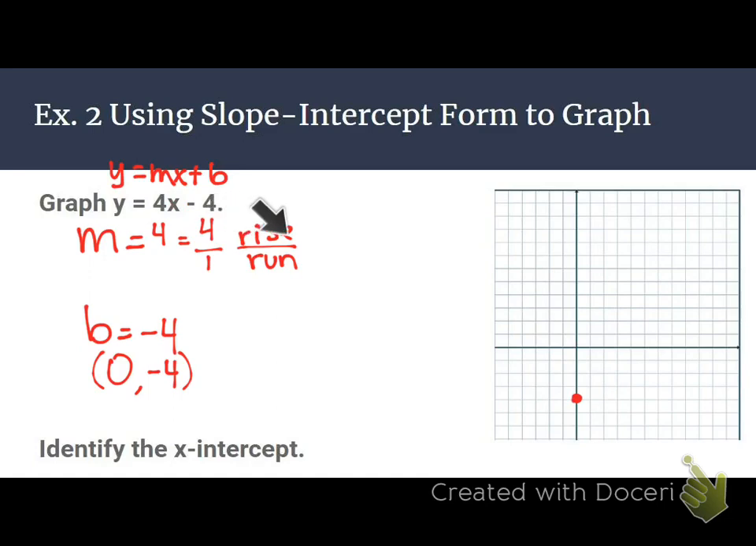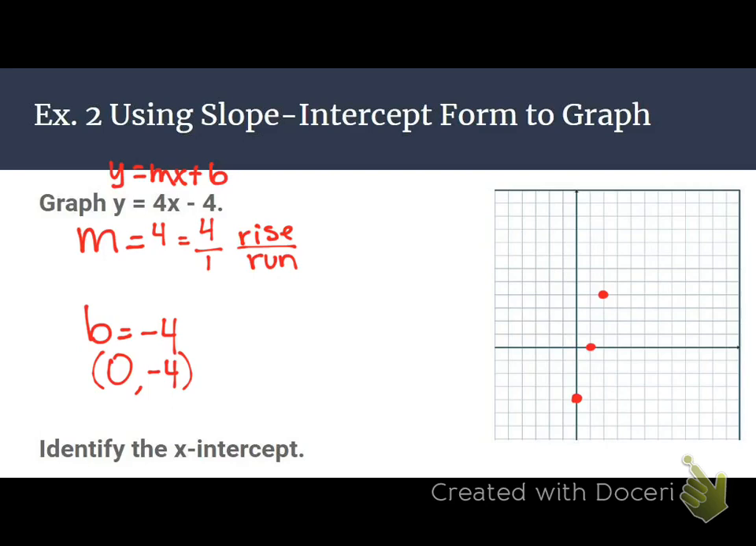Up. Rise is positive, we go up. So we would go up 4, and then our run is a +1. So am I going to go left or right? Right 1. So rise over run. We could do that again. So from this point, we could go up 4 and to the right 1 and get another point.